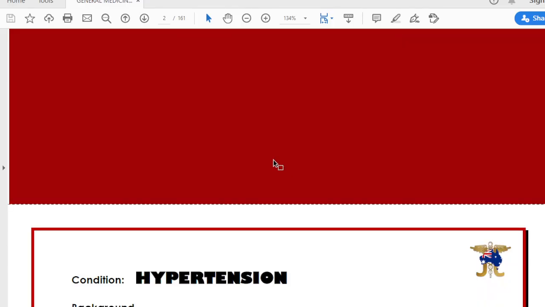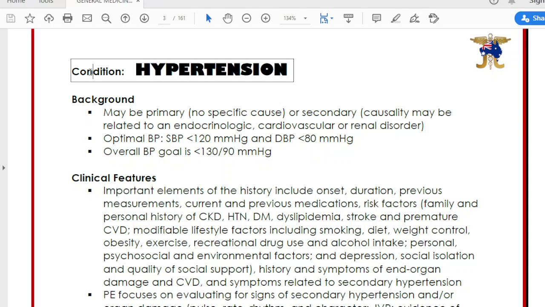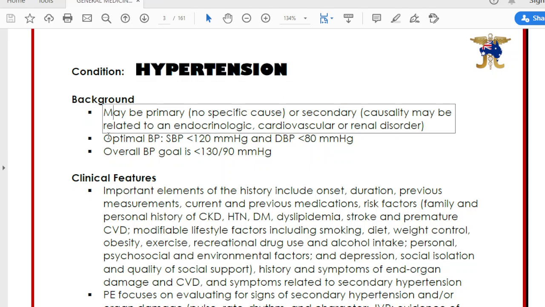Cardiology. Condition: hypertension. Background: may be primary, with no specific cause, or secondary. Causality may be related to an endocrinologic, cardiovascular, or renal disorder. Optimal BP: SBP less than 120 mmHg and DBP less than 80 mmHg. Overall BP goal is less than 130/90 mmHg.